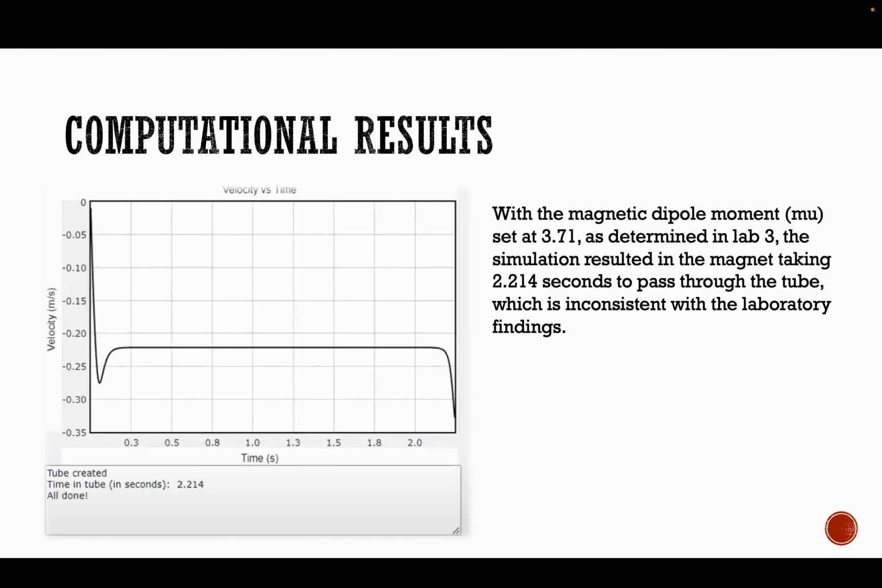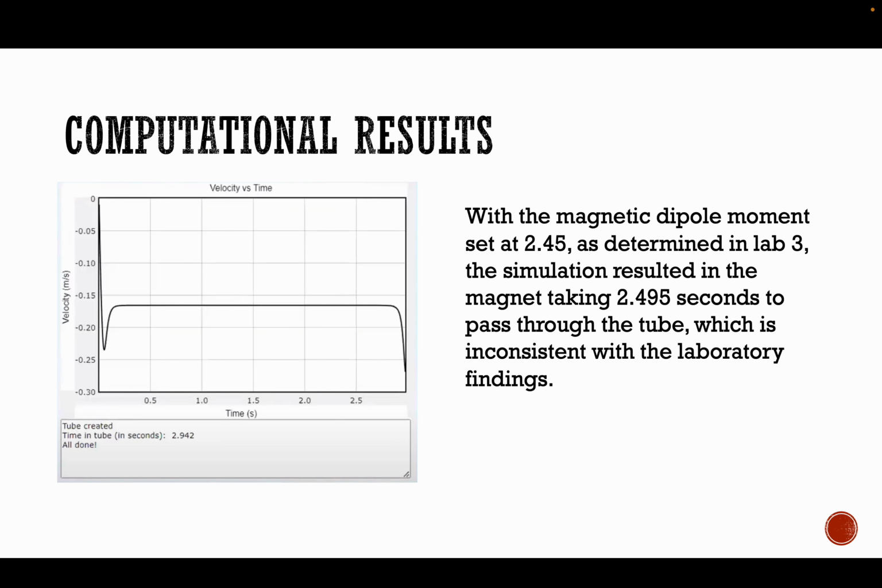For our results, with the magnetic dipole moment set at 3.71, as determined in lab 3, the simulation resulted in the magnet taking 2.214 seconds to pass through the tube, which is inconsistent with the laboratory findings. For our second result, with the magnetic dipole moment set at 245, as determined in the lab, the simulation resulted in the magnet taking around 2.5 seconds to pass through the tube, which is also inconsistent with what I found in the laboratory.